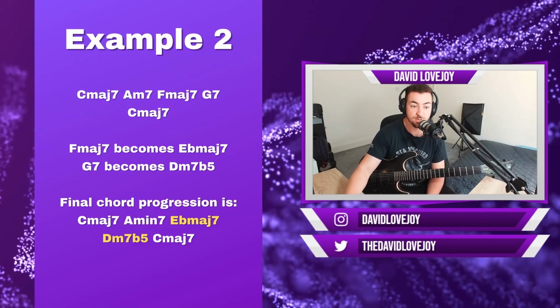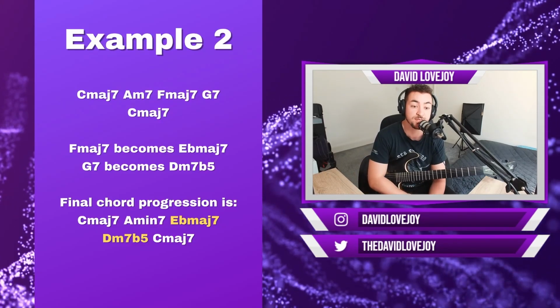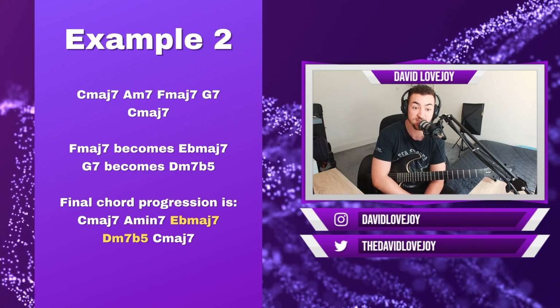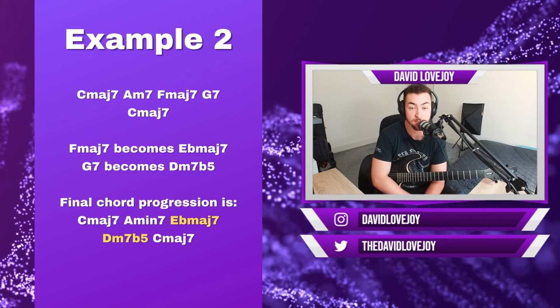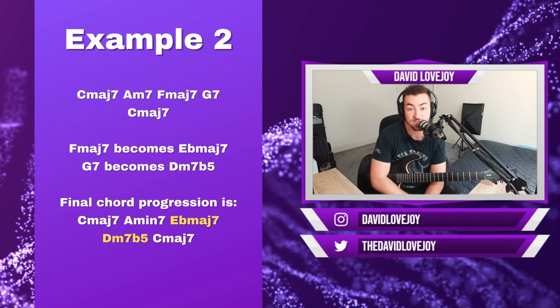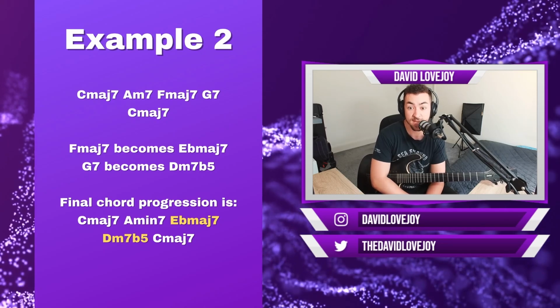So example number 2. Okay, we're going to use a 1-6-4-5 in the key of C. So that's C major 7, A minor 7, F major 7, G7, and then back to C major 7. What we're going to do is change the F major 7 into its negative counterpart. And when we change all the notes, we get an E flat major 7.